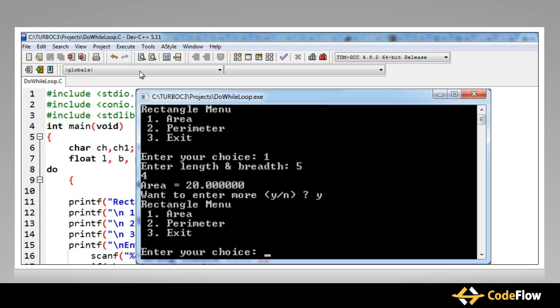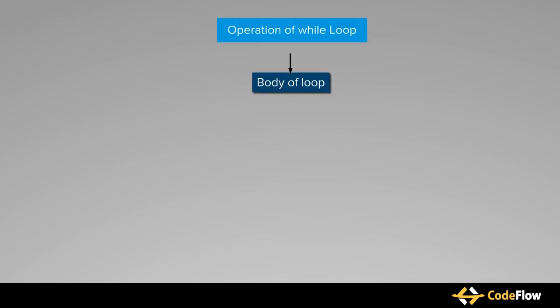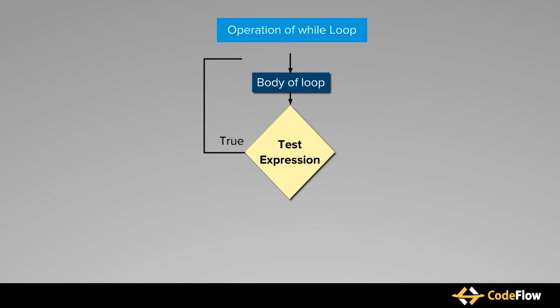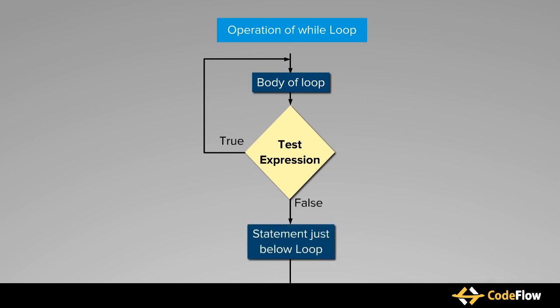We can summarize the operation of the do loop with the help of this flowchart. First, the body of the loop is executed and then the test expression is evaluated. If the test expression evaluates to true, the body of the loop is executed again, else the flow of execution is transferred to the statement just below the loop.